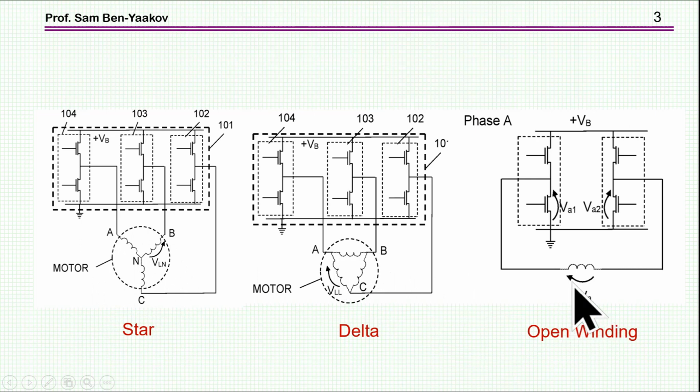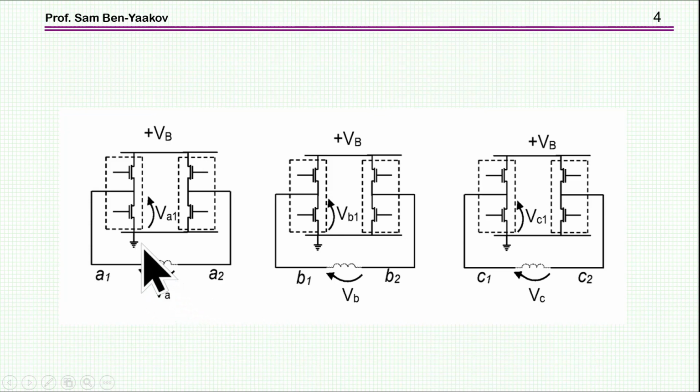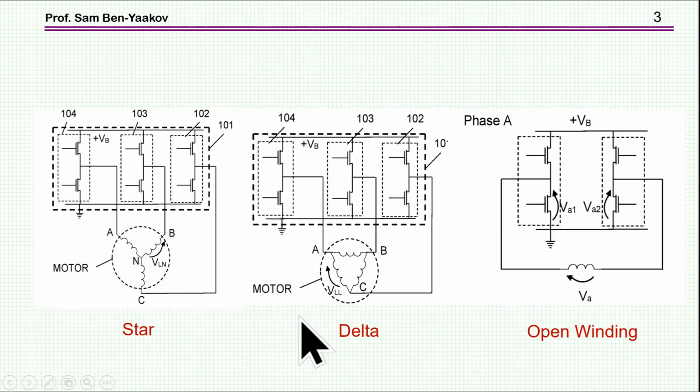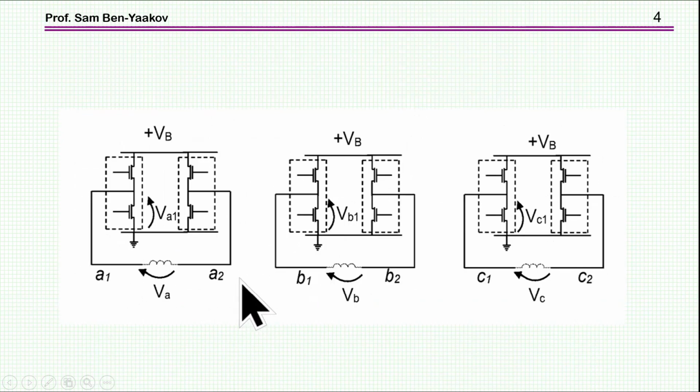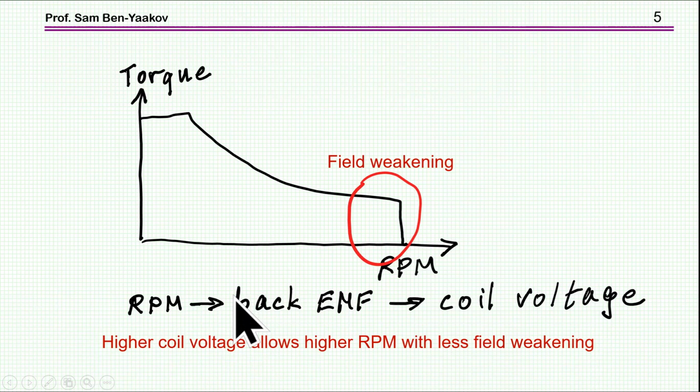In this case, each one of the coils of the motor is driven by a separate full bridge. So in this case, we're going to have 6 half bridges as compared to the 3 half bridges that we are going to have in the classical inverter. Okay? So why would you like to do that?